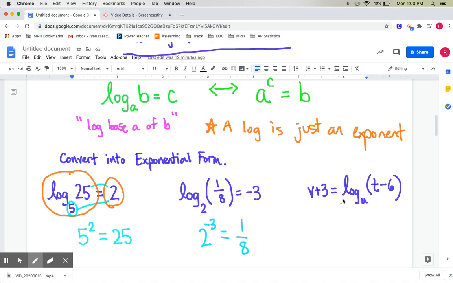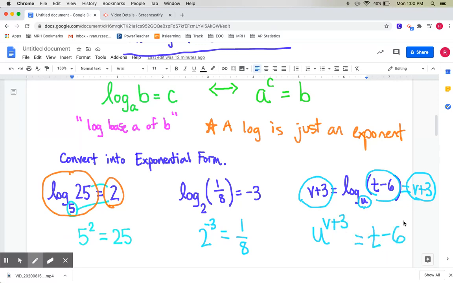On this next problem, they've got letters, so we're not going to be able to make sure it makes logical sense like these first two right here. They also put the answer on the wrong side. It's fine if you want to leave it here, but if it makes you feel better, you can also move it to the right side where we're used to having it. This next one is going to say u to the v plus 3 power equals this inside. It will go u to the v plus 3 equals t minus 6. That's how you convert from log form into exponential form.